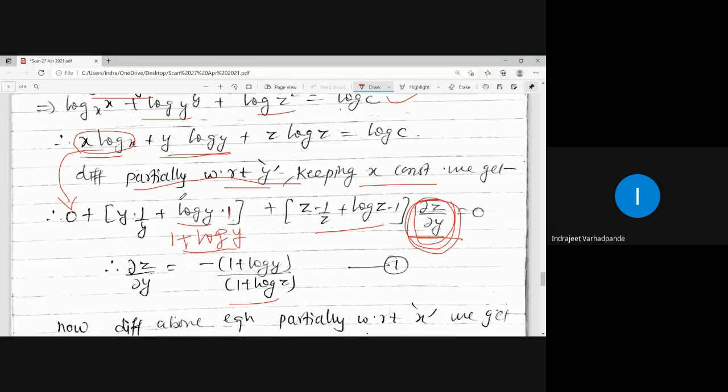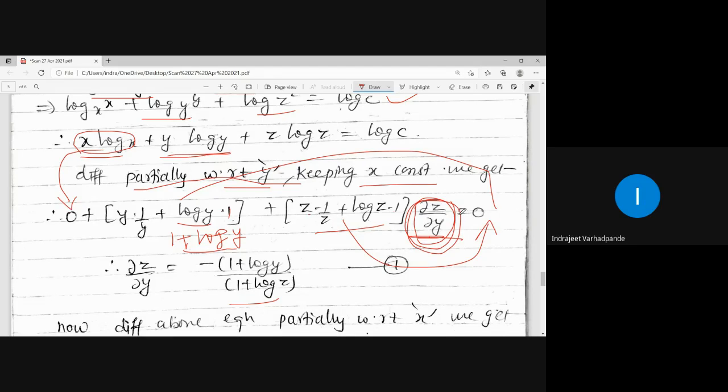This bracket will go to the other side, becomes minus, and this will be divided. I hope you have simplified the terms properly. Yes, sir. Got the answer? So del z by del y is minus times 1 plus log y upon 1 plus log z. Call this equation number 1. Clear up to this? Yes, sir.